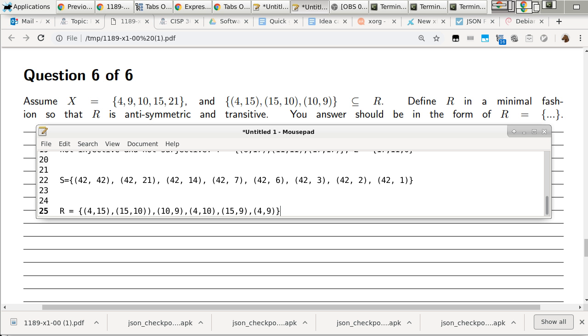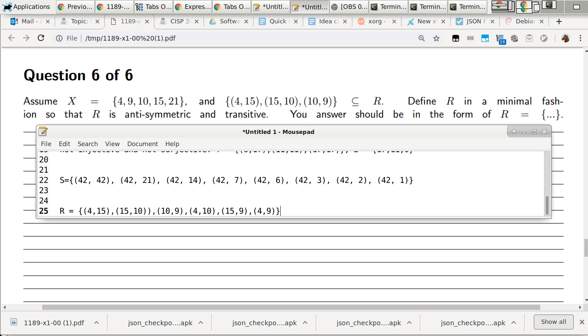Say that one more time. A relation. Yes, if it's not symmetric, does that automatically make it anti-symmetric? Okay, let me think about it. So the question is, if a relation is not symmetric, does it automatically make it anti-symmetric? Let me rephrase it in mathematical terms. Basically what you're asking is, if R is not symmetric, does it imply it is anti-symmetric?